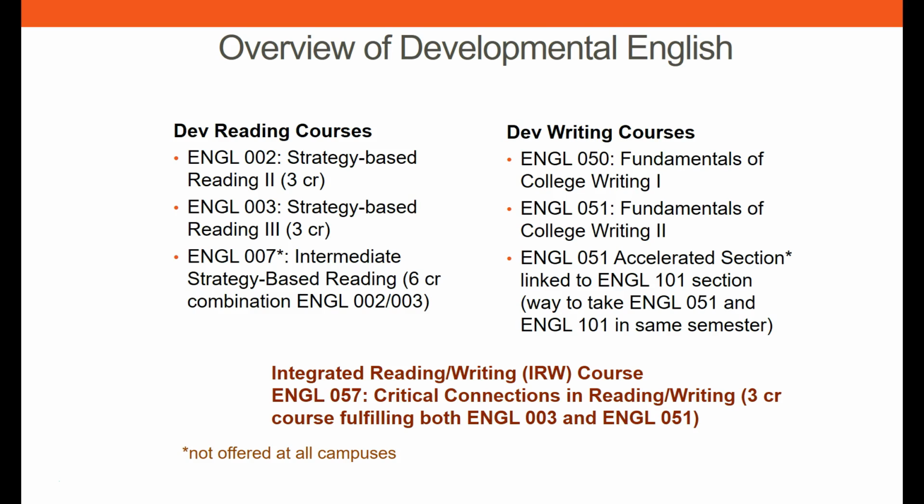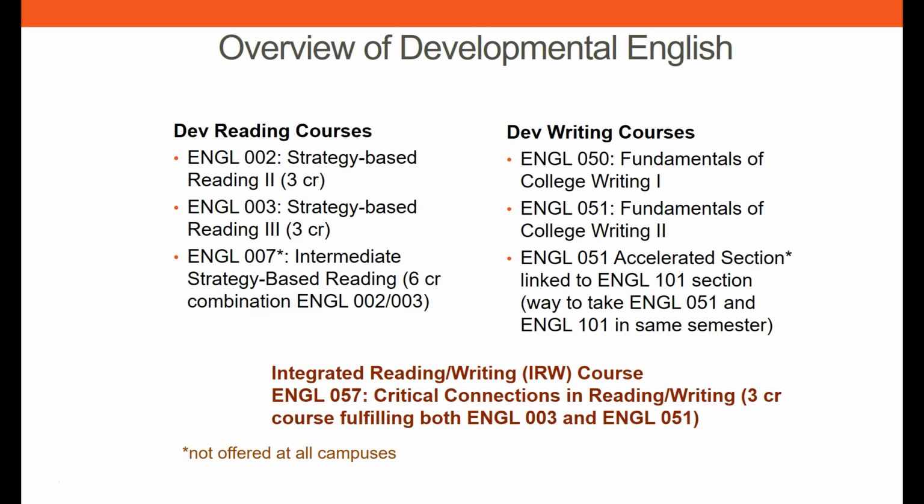Currently, there are 3 developmental reading courses, 002, 003, and 007 offered on some campuses, which is a combination of 002 and 003. There are 2 developmental writing courses, 050 and 051, along with an accelerated section of 051 that combines 051 and 101 together in the same semester.